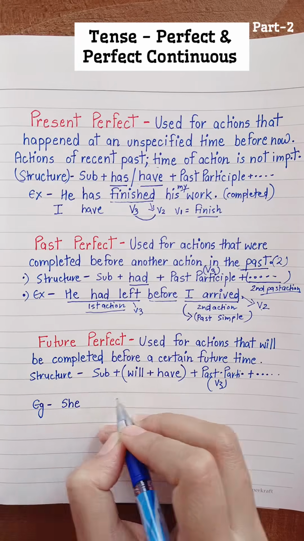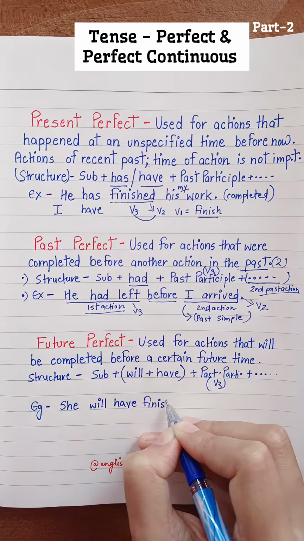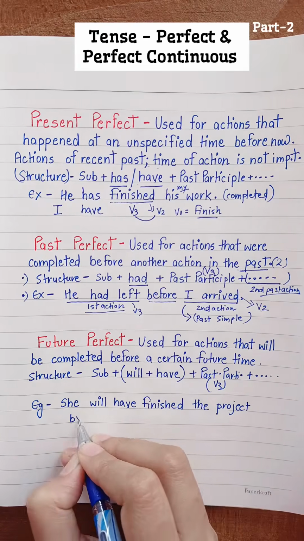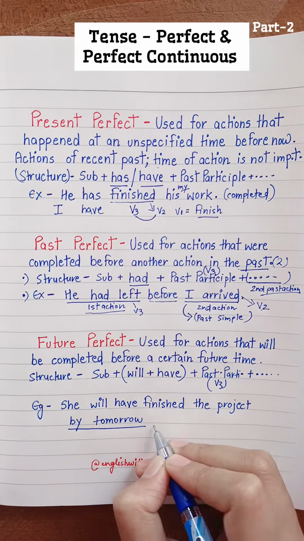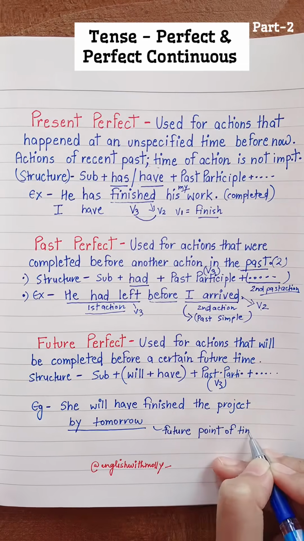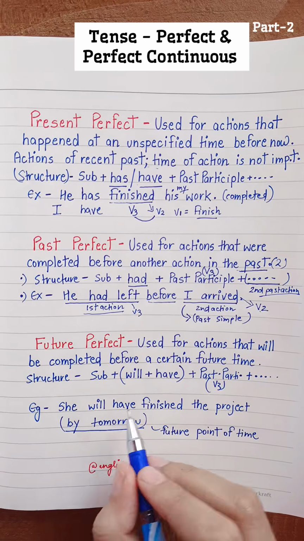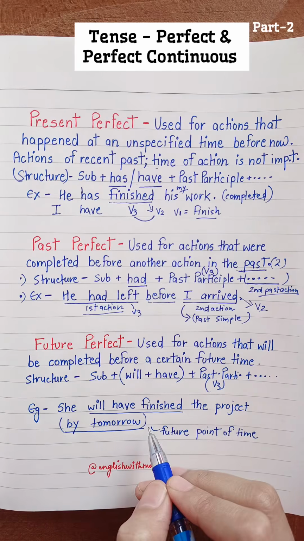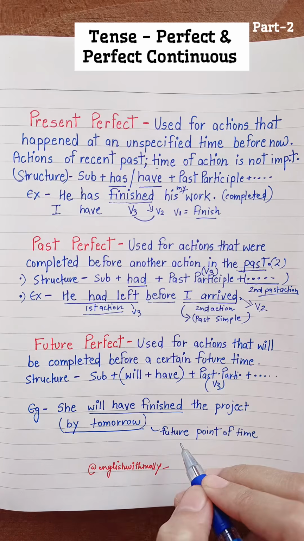Let's see an example. She will have finished the project by tomorrow. So, according to the structure, by tomorrow is the future point of time. And by this point of time, she will have finished the project. This is what future perfect tense is about.